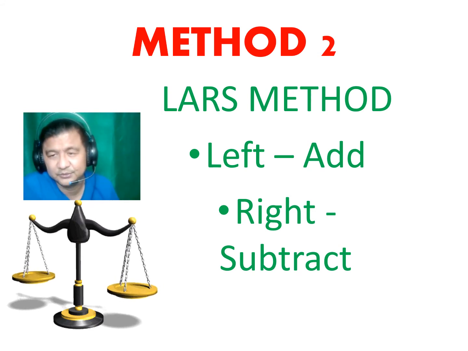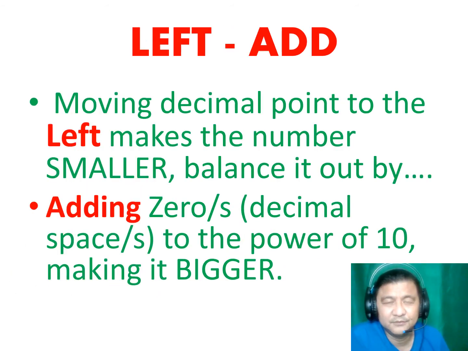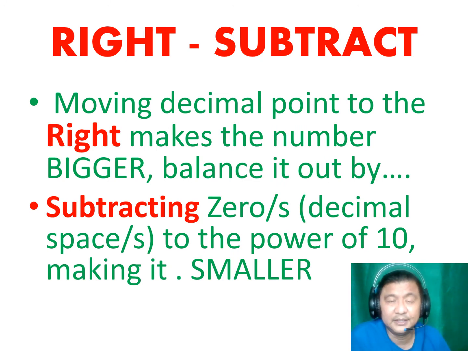So how shall we do that? Let's move on. Think of LA as left add. Remember the LARS? Moving the decimal point to the left makes the number smaller, right? And then to balance it out, on the other side, add zeros. Remember that. We'll look at the example later.